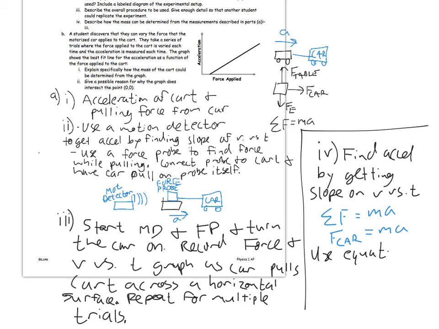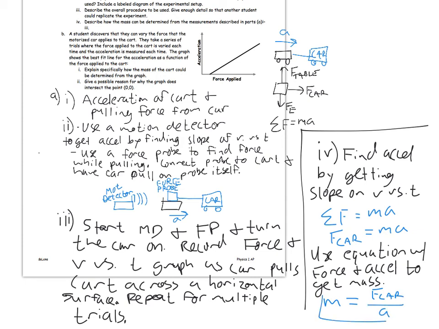with that force that I found from my force probe and the calculated acceleration that I got from the slope of my velocity versus time graph to get the mass. And what's nice is to rearrange the equation so it's pretty clear how that's going to happen. That mass is simply going to be the force of the car divided by the acceleration, and that's going to allow me to get the mass of the car. So that was the first part there.